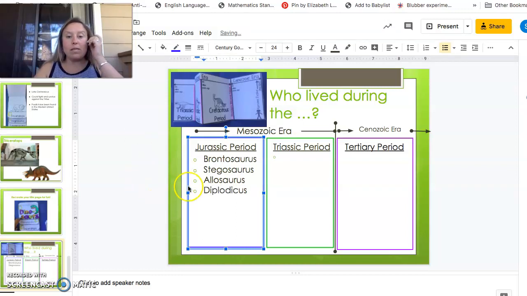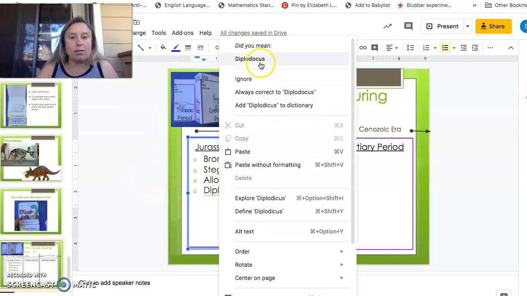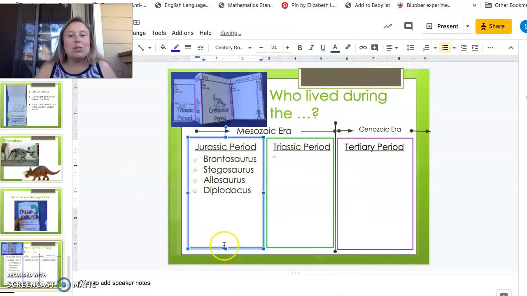If you ask mom and dad and they agree, you might want to take a moment to look up the Allosaurus and the Diplodocus, or maybe use a dinosaur book that you have at home to see what those two animals really look like.